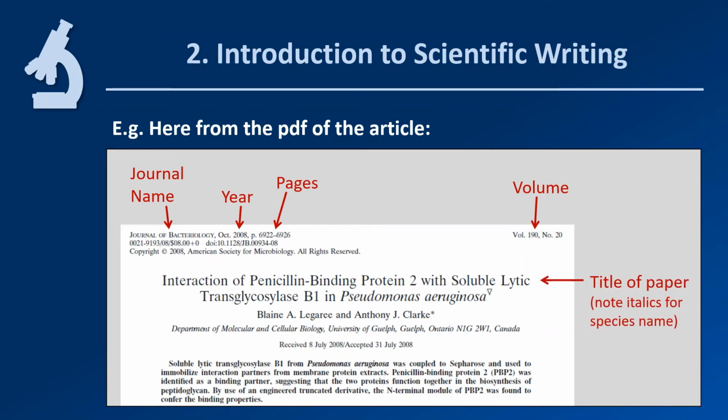There's the title, and notice in this case they did it properly in that they put the genus and species name of the organism in italics, so that's proper. There's the name of the authors. You can see our full names, not our initials. And then there's also an abstract, which is of course the summary of the paper.